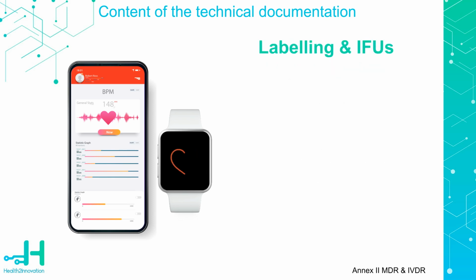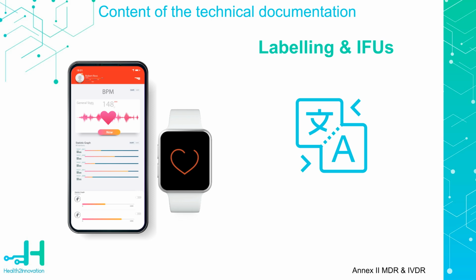As for information to be supplied by the manufacturer, this would include labels and instructions for use, which must be provided in the languages accepted in the countries where the app is available. For instance, if the app is sold in multiple European countries, the instructions must be available in all relevant languages to ensure users understand how to use the app safely and effectively.